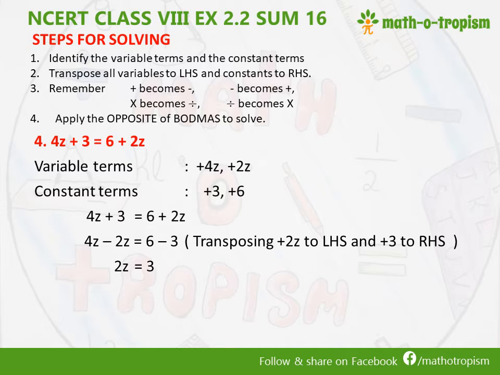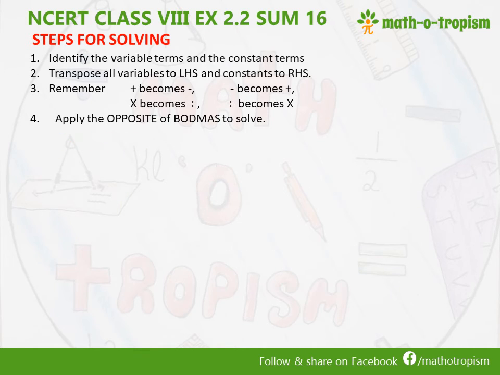So this becomes 2z is equal to 3. So z will now become 3 divided by 2, since the 2 was in multiplication with z. So this is transposing 2 to RHS. So z is now 3 by 2.